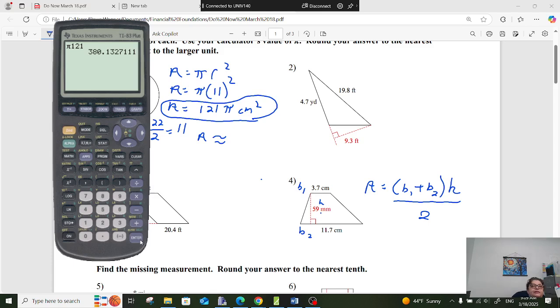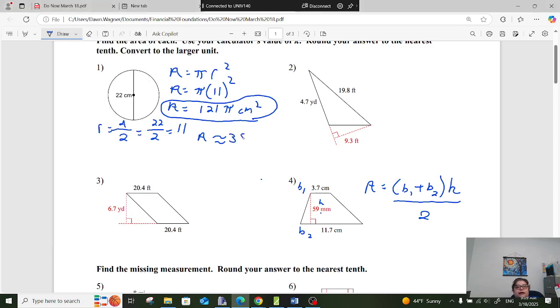And what would I round this to if it's to the nearest tenth? 380.1 or 2? 1. Because this number behind the 1 is less than 5, this is going to be a 1. So it's 380.1 centimeters squared. And this would be the estimated answer, right?